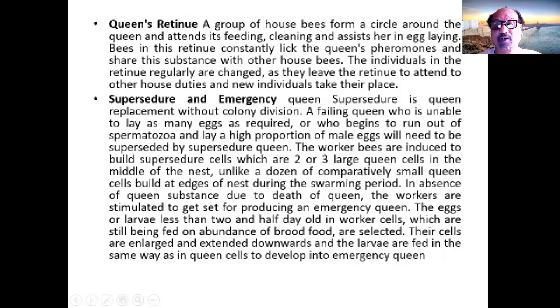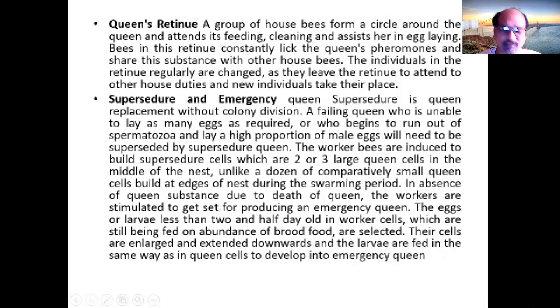Unlike a dozen comparatively small queen cells built at the edges of the nest during the swarming period, in the absence of the queen substance due to the death of the queen, the workers are stimulated to start producing an emergency queen. Eggs or larvae less than 2.5 days old in worker cells, which are still being fed on an abundance of food, are selected, and their cells are enlarged and extended downwards, and the larvae are fed in the same way as queen cells to develop into the emergency queen.